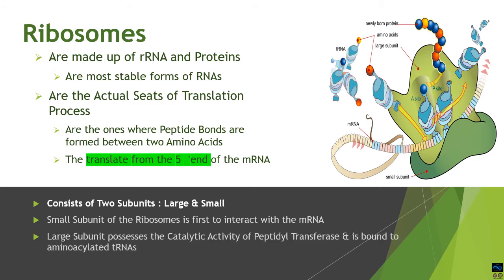The small subunit of the ribosome is the first to interact with the decoding mRNA and is able to read and bind to it first. Then follows the large subunit, which possesses the actual catalytic activity of peptidyl transferase, binding the two amino acids together by forming a peptide bond. This peptidyl transferase is located in a special site, which I will cover later. And this large subunit is almost always associated and bound to amino-acylated tRNA.